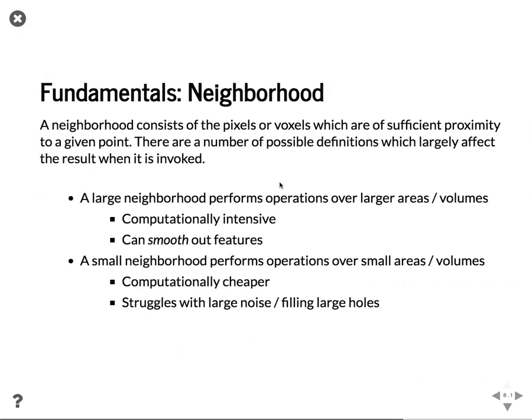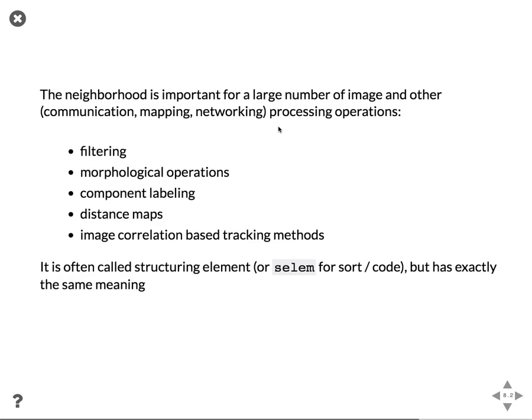So the starting point for this is the neighborhood: what is this region that you consider part of what you're looking at? A large neighborhood is more computationally intensive and can start to smooth out features. A small neighborhood is computationally cheaper, but then it struggles with large noise or filling large holes. And so the neighborhood is important for filtering, morphological operations, component labeling, and distance maps. It's often called a structuring element.